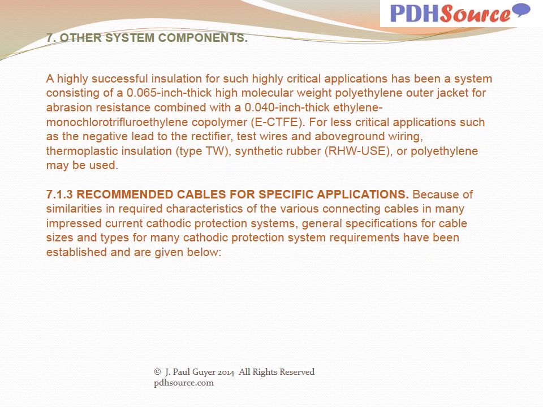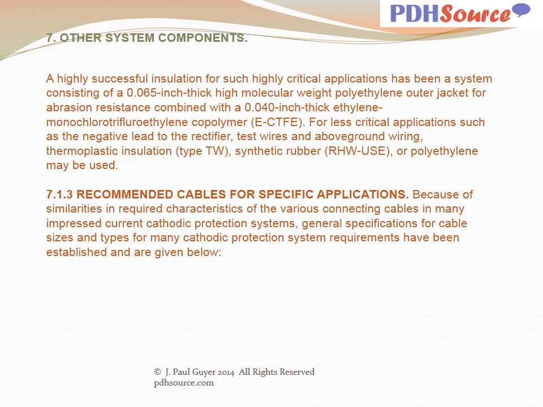A highly successful insulation for such highly critical applications has been a system consisting of 0.065 inch thick high molecular weight polyethylene outer jacket for abrasion resistance combined with a 0.04 inch thick ethylene monochlorotrifluoroethylene copolymer. For less critical applications such as the negative lead to the rectifier, test wires and above ground wiring, thermoplastic insulation type TW, synthetic rubber RHW-USE, or polyethylene may be used.